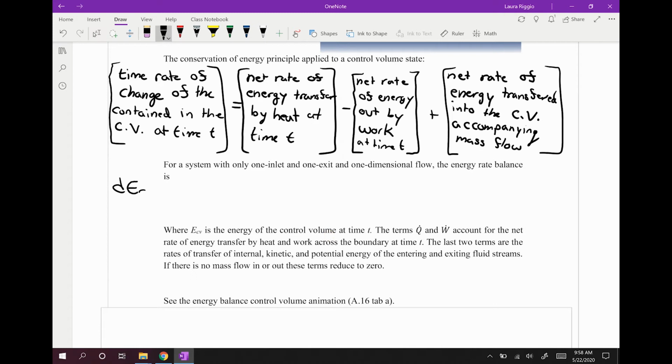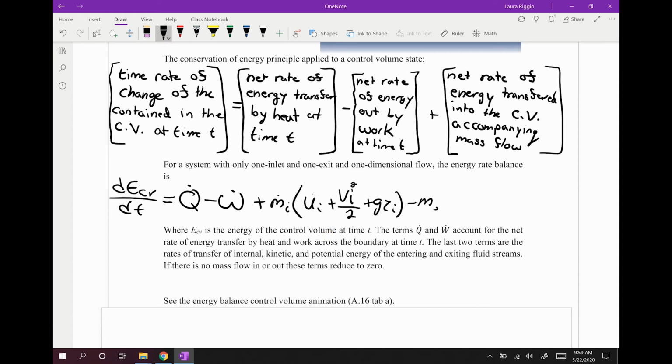So to put it in symbols, we have the rate of change of energy within our system is equal to our heat transfer rate in minus our work plus our mass flow rate in times our internal energy in plus our kinetic energy in plus our potential energy in, minus our mass flow rate out times our internal energy out plus our kinetic energy out plus our potential energy out.